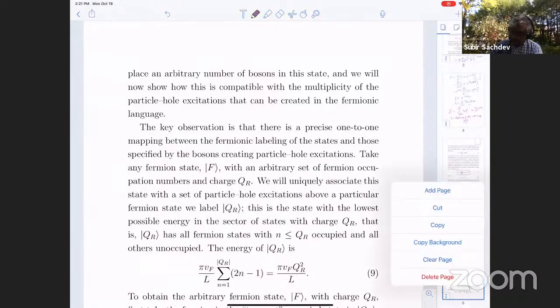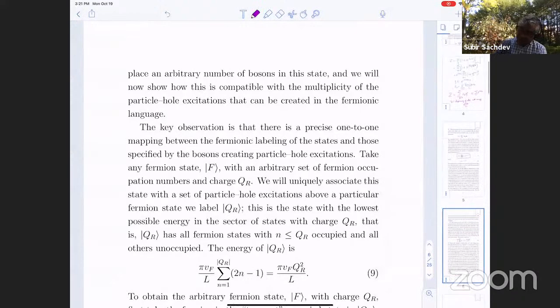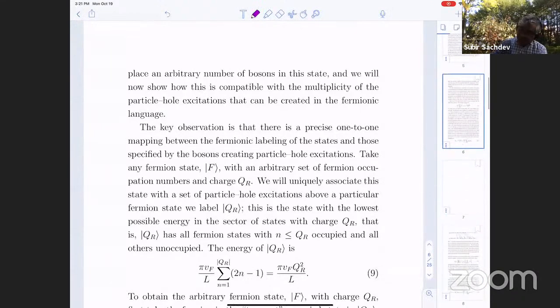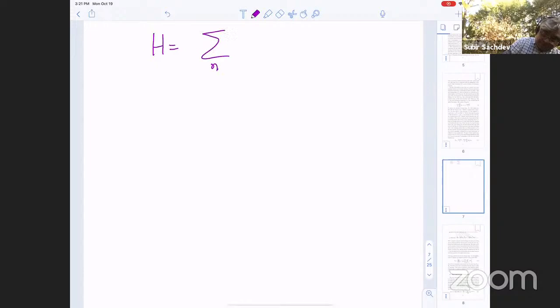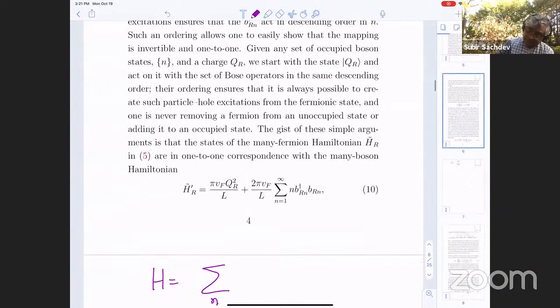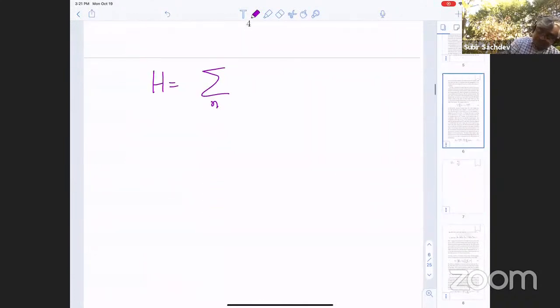Let's get another page here. So now the Hamiltonian, H, is just a bunch of bosons with some integer n, and the energy of each boson will be 2 pi VF over L times n, times b dagger n bn.